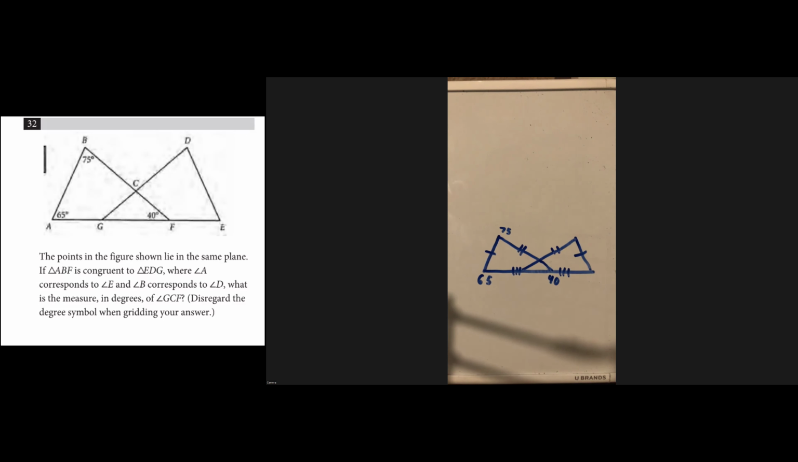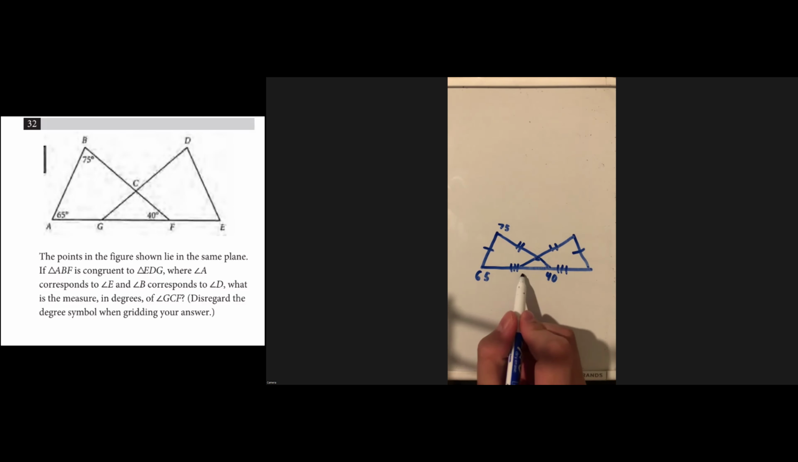For question 32, we're told that this angle is 75, this angle is 65, and this angle here is 40. We're asked to find the measure of angle C, which is this one right here. And since this is angle 40 and this other triangle is congruent, which means it has the same angle measures, this angle measure must also be 40.